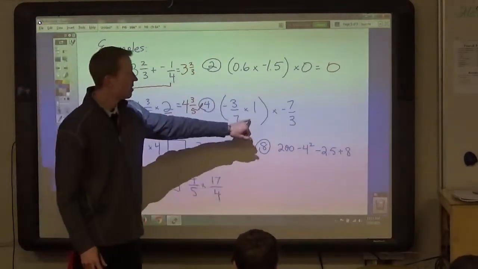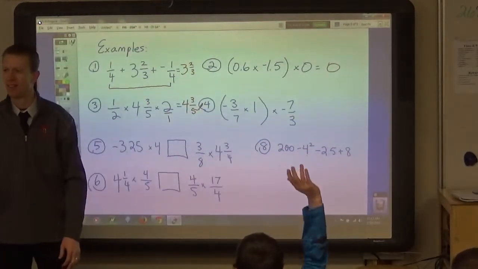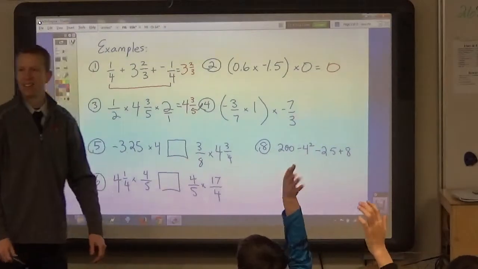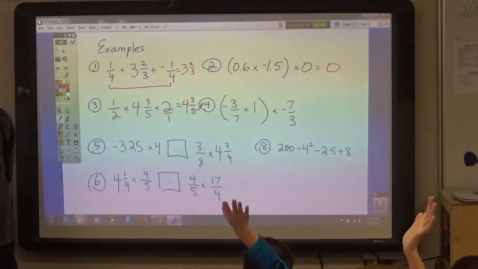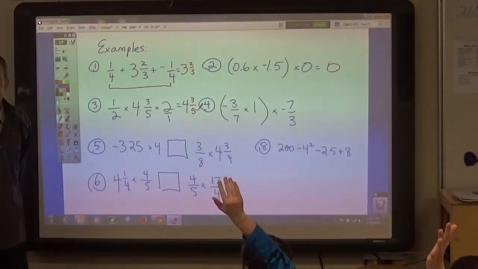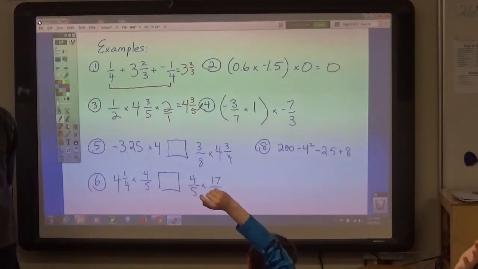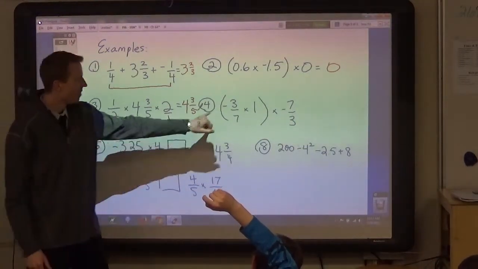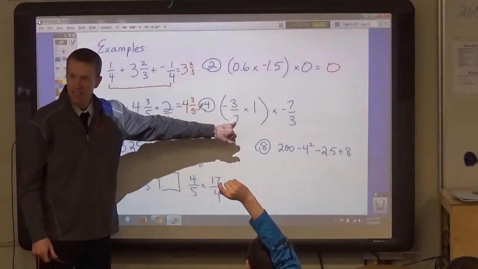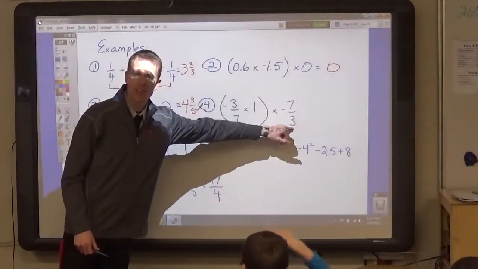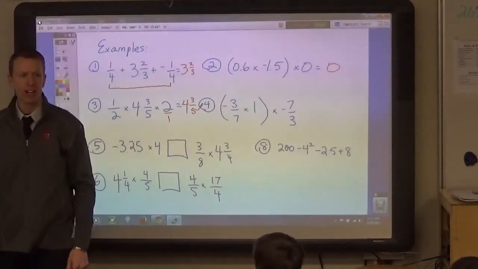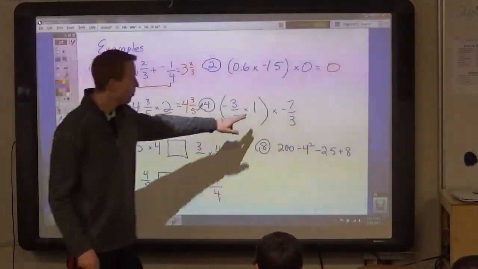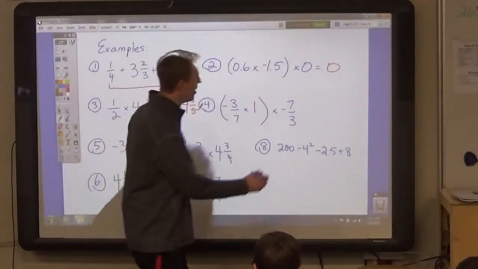What concept is this one? Trinity? They are reciprocals, aren't they? Negative 3/7, negative 7/3. All right, that's 1 times 1, which is 1.